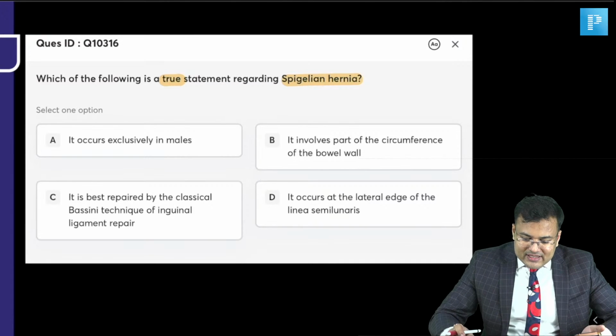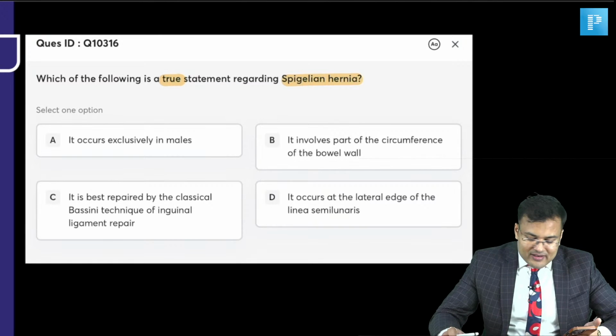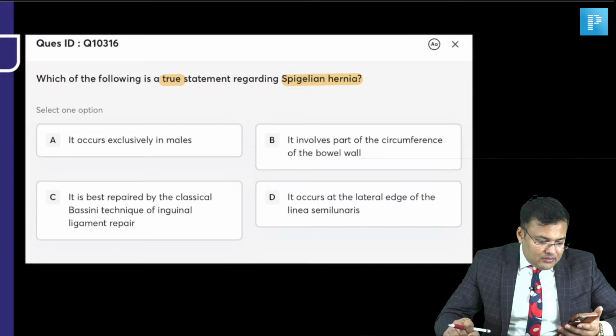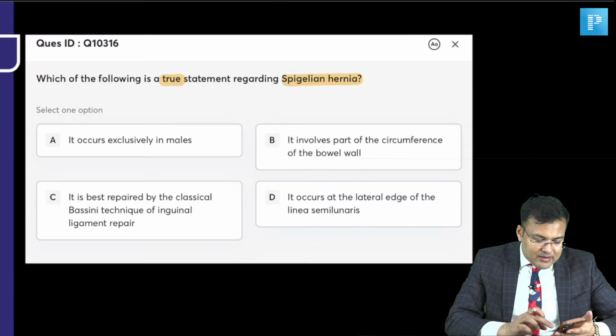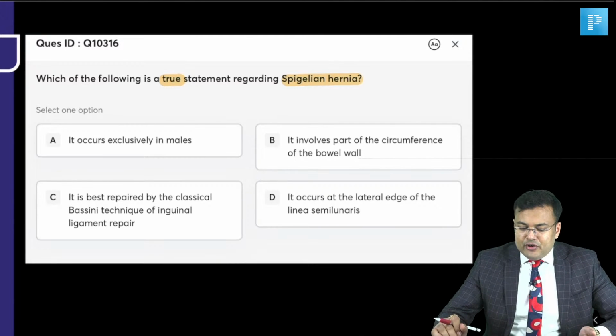Okay. So guys, tell me the true statement regarding spigelian hernia. Yes. Let me see. Payal, Urvashi, Sachan, Jayanti, Rai, Bittu Mishra. Devika. Clear? So the majority of you are correct, guys. Now see.